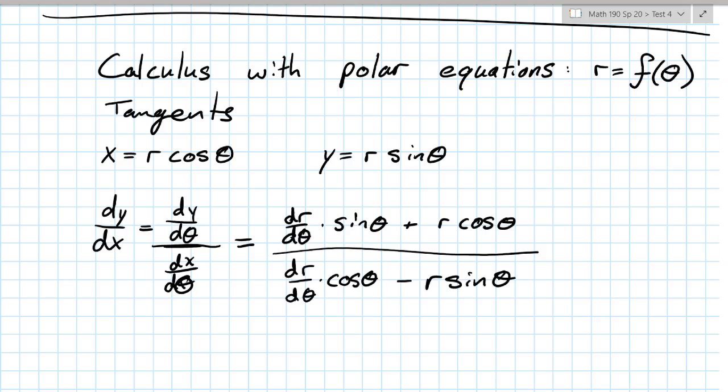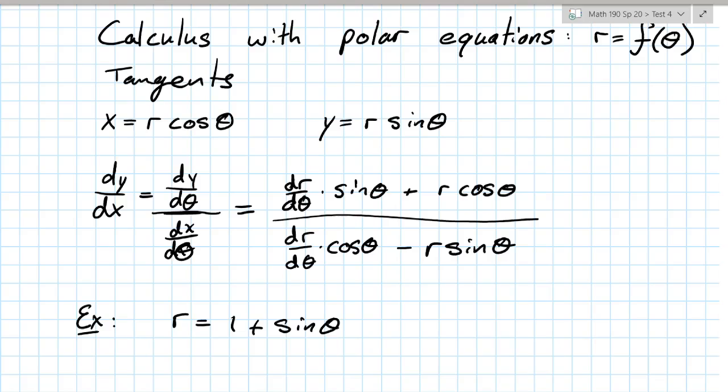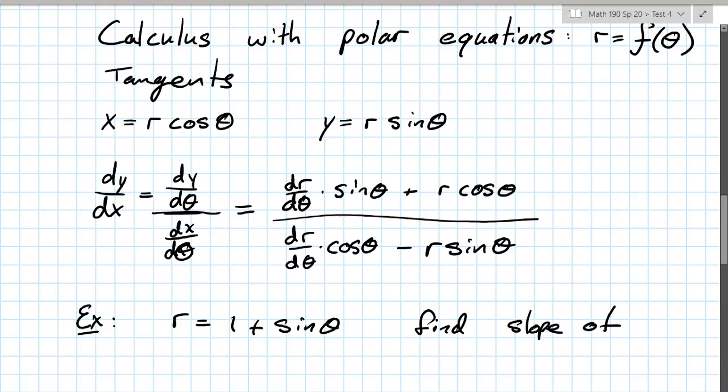So let's look at a problem. The following equation is called a cardioid. Kind of looks like a heart. Find the slope of the tangent line when theta is equal to pi over 3.